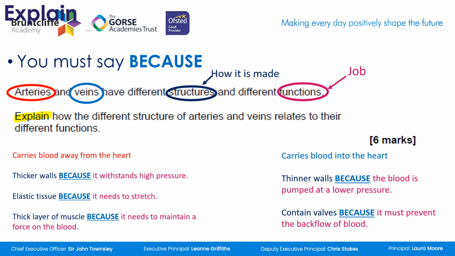Now, if I was to look at these two things, here are examples of the answers shown below. So if I was to take veins, veins carry blood into the heart. Now I'm going to look at how the structure is related to their function. Thinner walls, that is my description, followed by because, and now I'm going to give my explanation why. Because the blood is pumped at a lower pressure. Carries blood into the heart, contains valves because it must prevent the backflow of blood.